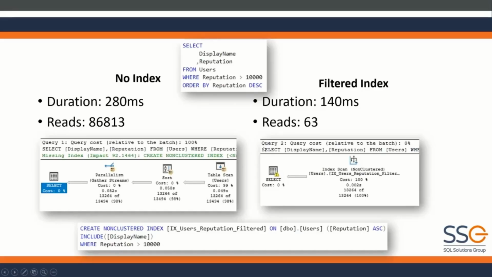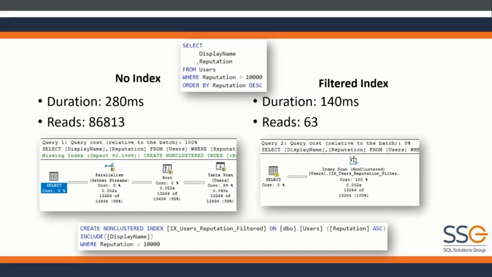We've got an example of it here. So here at the top is the query. I want to return the display name and reputation of all users where reputation is greater than 10,000. And I also want to order it reputation descending. So I want the people with the highest reputation at the top of my list.